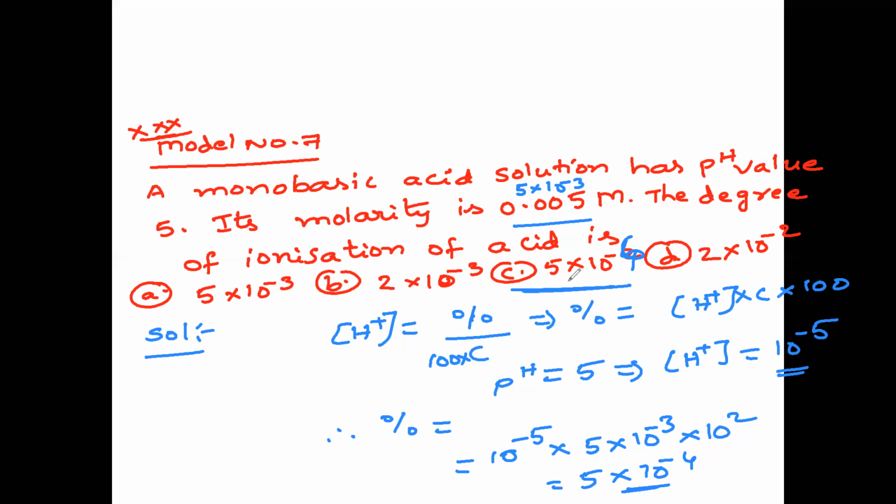Maybe they have given the option wrong. But in this way, you have to calculate. This formula is very, very important. Please note it down. So this is model number 7. Please note it down. Very, very important, this model. Next question.